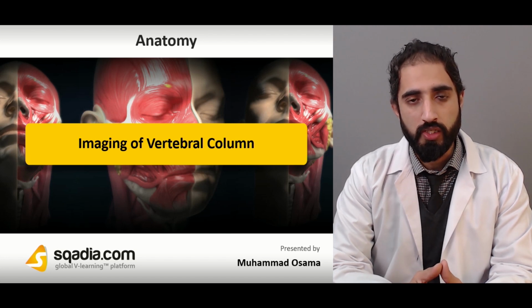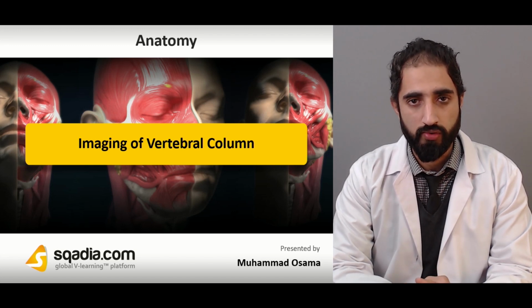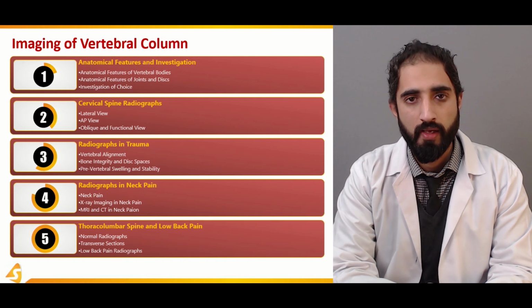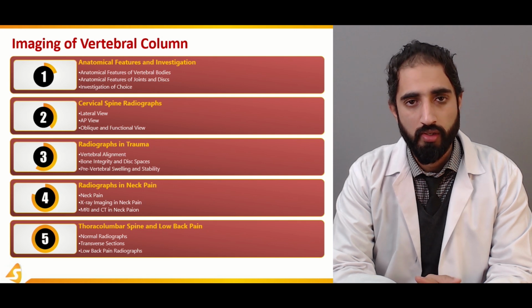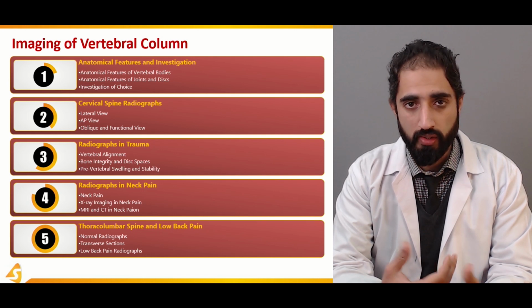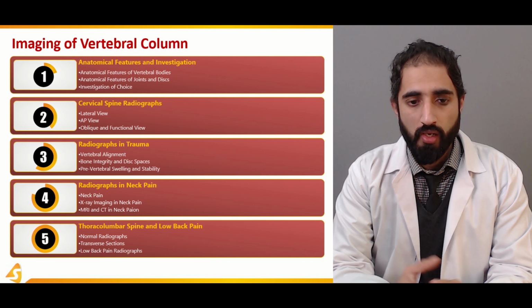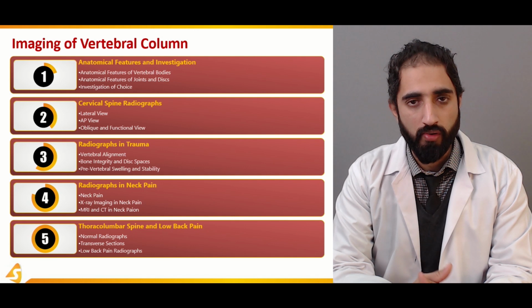For that purpose, we need to be able to identify the normal structures as well as the abnormalities in those structures, and this lecture is going to be concerned with all of those issues. So in this series of lectures, we're going to talk about the anatomical features and investigation, in which we're going to talk about the anatomical features of the spine as a whole, including the vertebral bodies, the disc, and the joints such as the uncovertebral, the intervertebral and the zygapophyseal joints. Moreover, we're also going to talk about the investigation of choice in terms of imaging for different conditions related to the spine or the vertebral column.